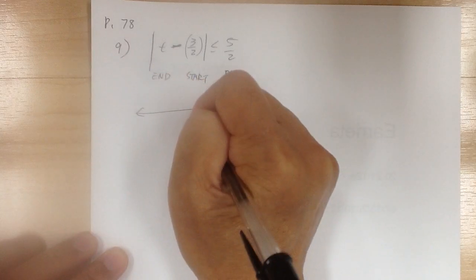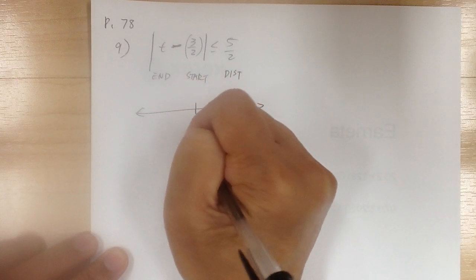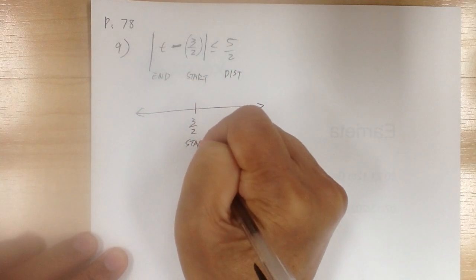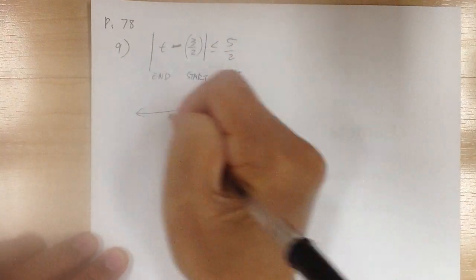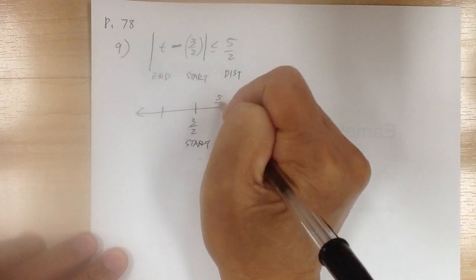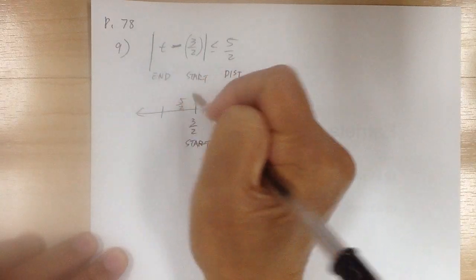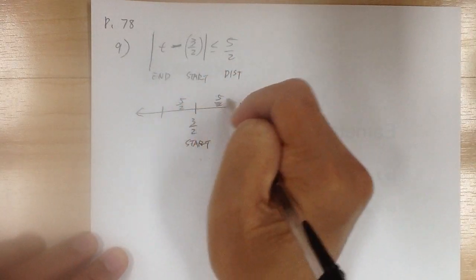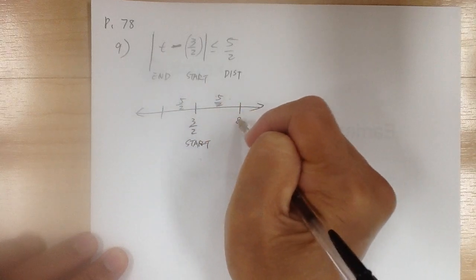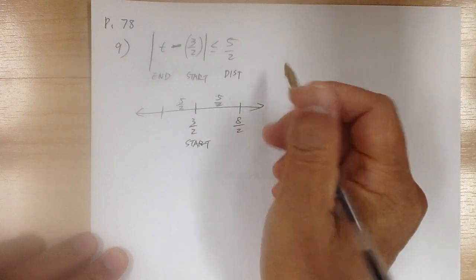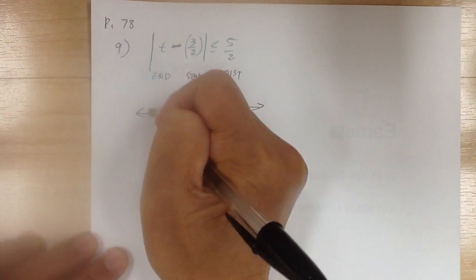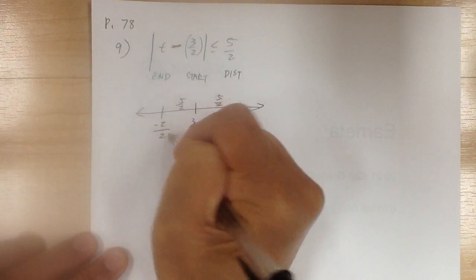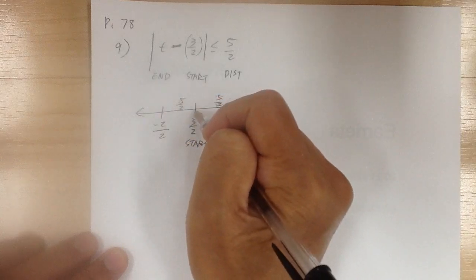So do not put a negative into your starting point. Your starting point is 3 over 2, and your distance is 5 over 2. Okay, so you got 3 over 2 and you go 5 this way, then you're going to get 8 over 2. Don't worry about simplifying yet. Again, 3, you go 5, you're going to get 8. Then 3, you go 5 this way, it gives you -2. Again, that's your distance.